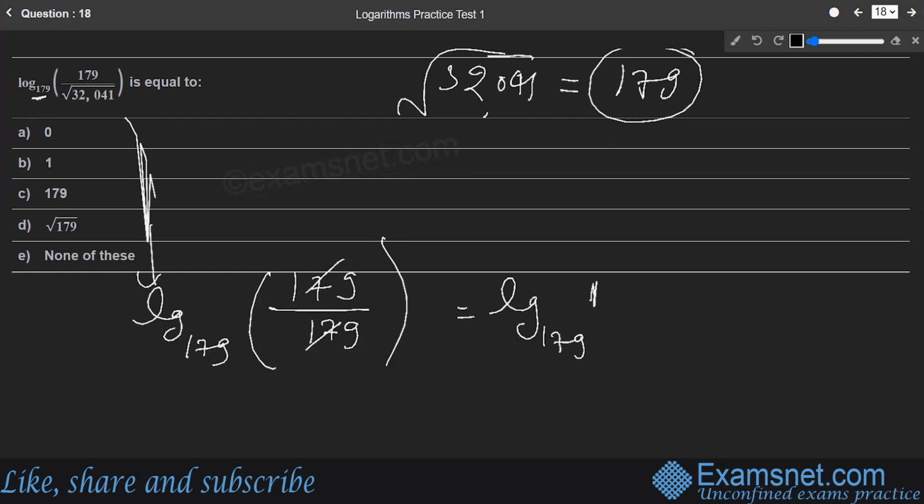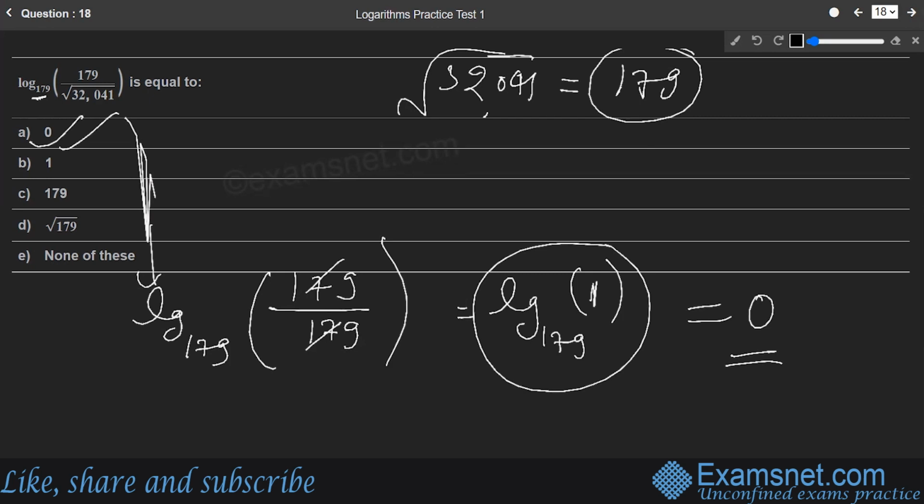and log of 1 to any base is always 0. That is the property: log of 1 to any base is just 0. So clearly the right answer becomes simply 0, which is available in the option and becomes the right answer for us.